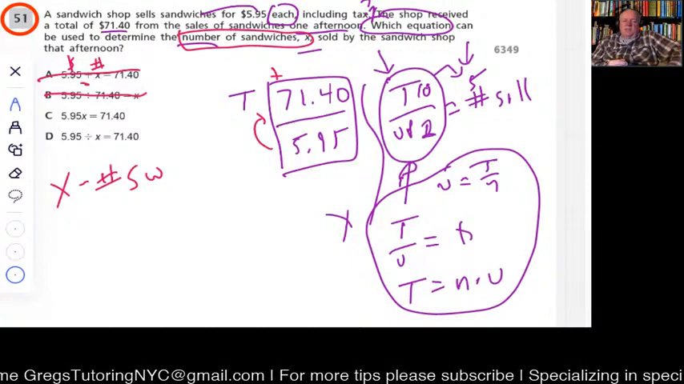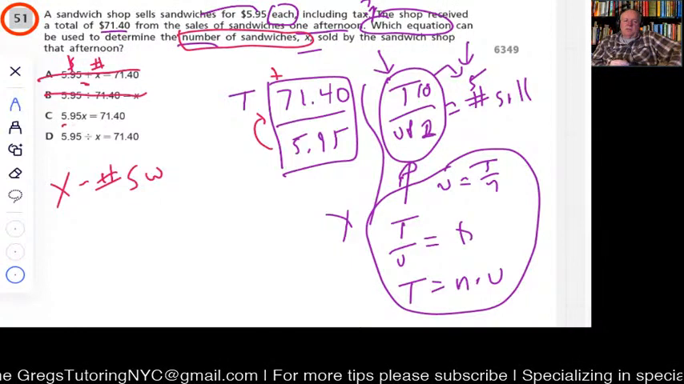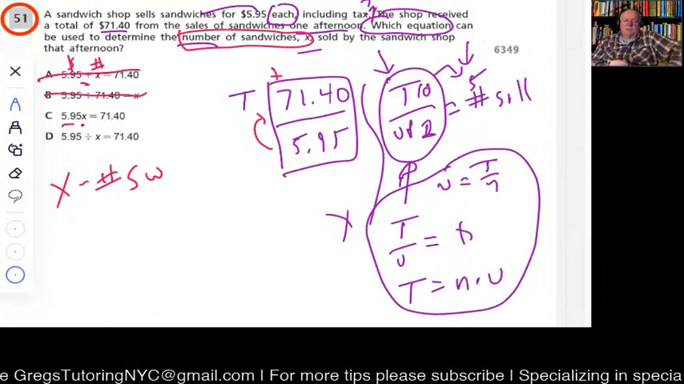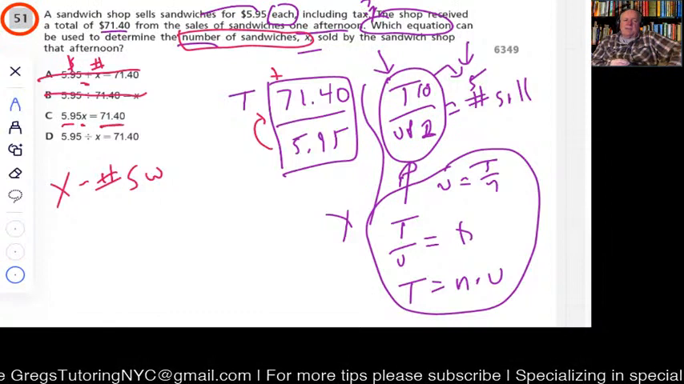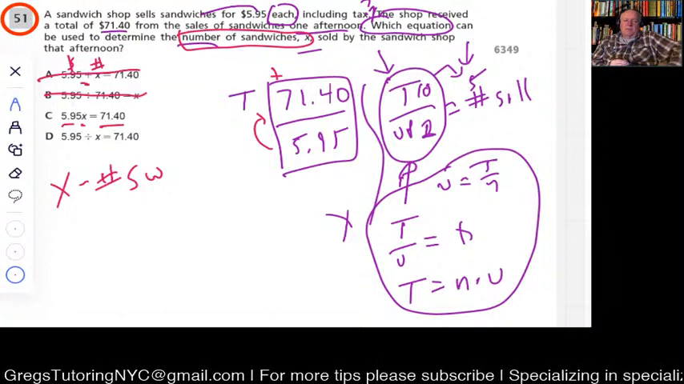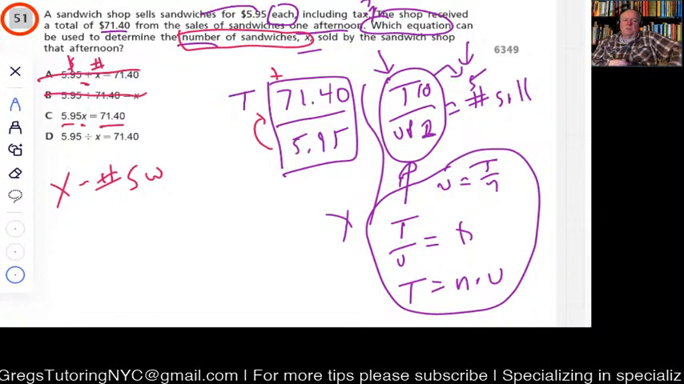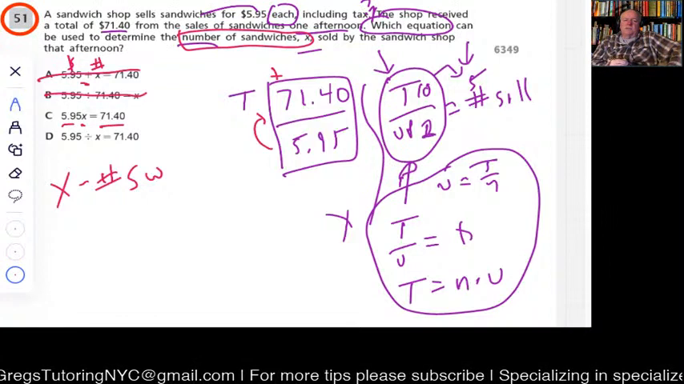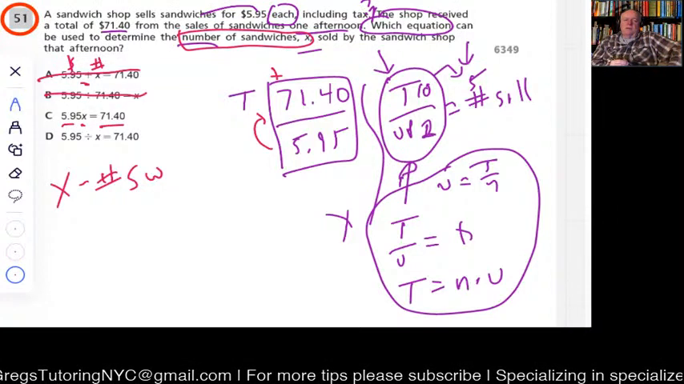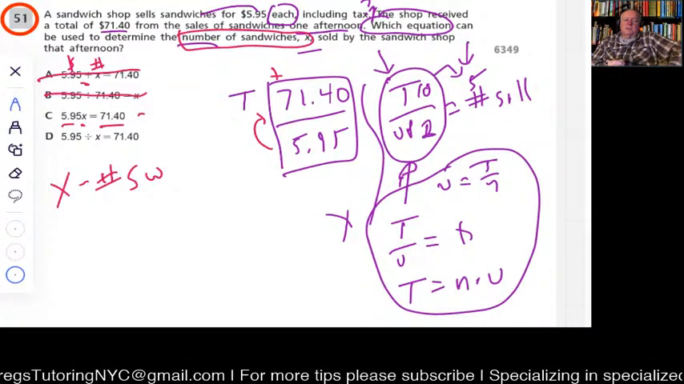Okay, C. C says it's the price per sandwich times the number of sandwiches is the total price. Yeah, that makes sense, right? If I had 1 sandwich, then the total cost would be $5.95. We decided before that we had 11 or 12 sandwiches. So $5.95 times, say, 12 would be equal to $71.40. So that looks like a good choice there.